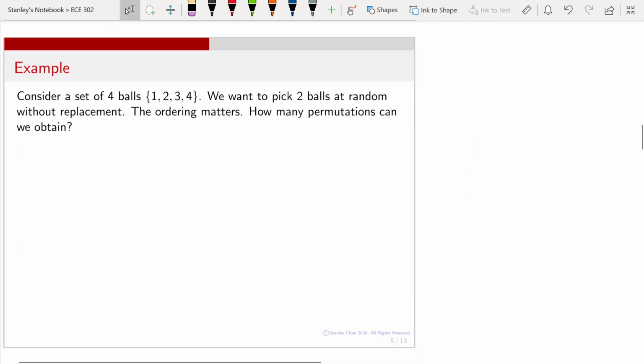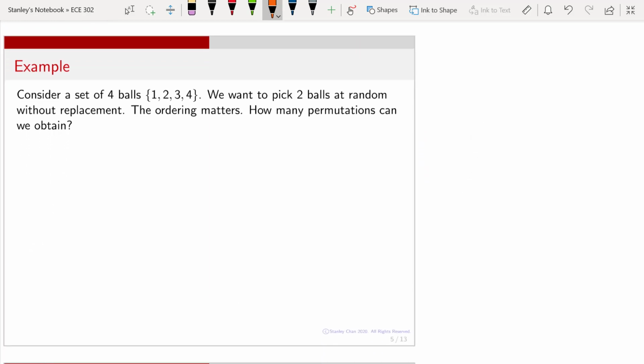So let's look at this example. This example says that consider a set that contains 4 balls, 1, 2, 3, and 4. We want to pick 2 balls at random without replacement. And I mentioned that the ordering actually matters. And we ask how many permutations can you obtain. So let's say you have 4 balls, red, green, orange, and blue. They are denoted as 1, 2, 3, and 4.